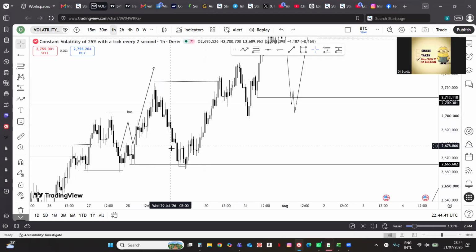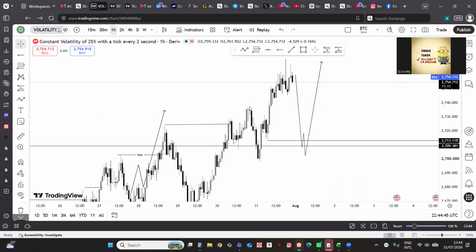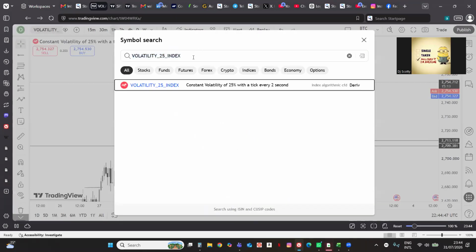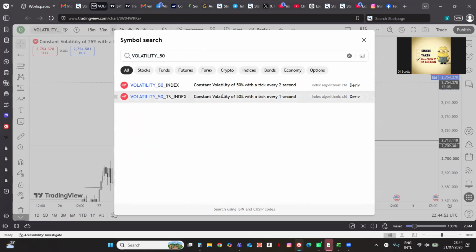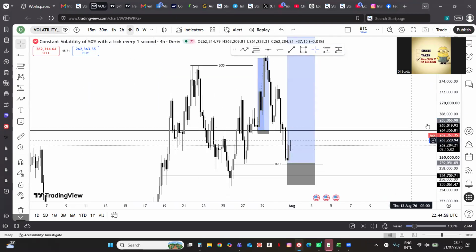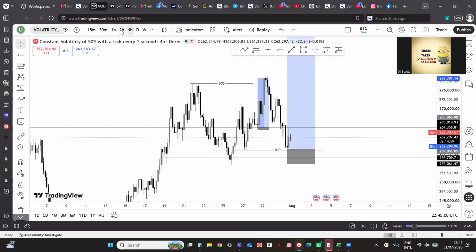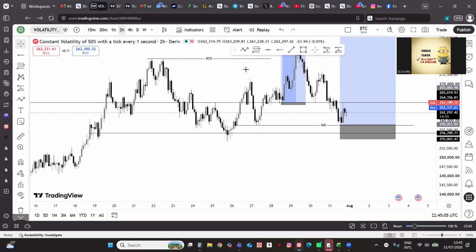One, two, three, four. Yes, this could be our next trade, right? So let's go to V51s and see. Good. So we have the same thing. I think it's clear on 2 hours. It's okay. So this is a high. This is a high. This is another high.